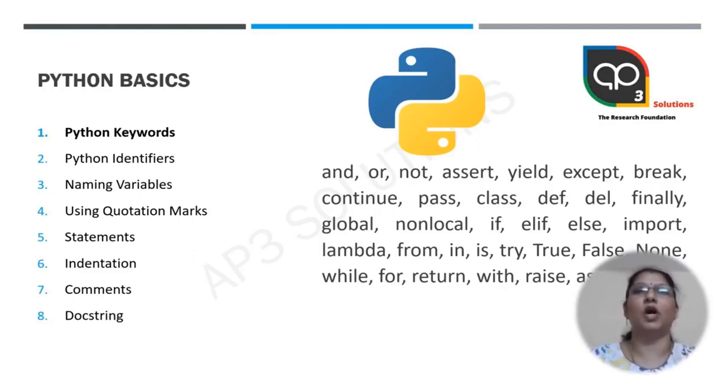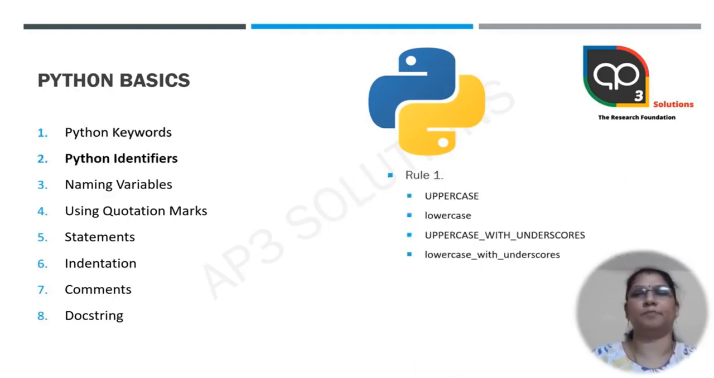To avoid errors or exceptions, take note of these 33 keywords and avoid using them as identifiers. Please note that the keywords are case sensitive, and all of these keywords, with the exception of True, False, and None, are in lowercase and must be typed exactly as they are.